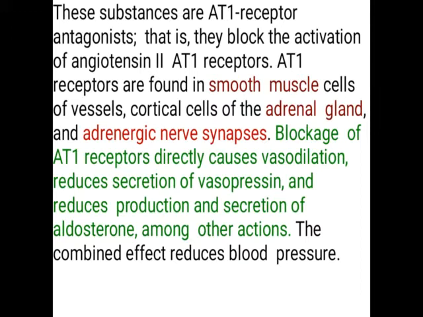When the drug binds to this receptor, it blocks the activity. That means in the smooth muscle they are responsible for the vasodilatation. Regarding the adrenal gland, it reduces the production or the secretion of vasopressin. They also reduce the production as well as the secretion of aldosterone, which is responsible to maintain the sodium water level. They reabsorb the sodium and water. So the combined effect of all these, that is the vasodilatation, reduced secretion of vasopressin, and reduced production and secretion of aldosterone, will reduce the blood pressure. In this way, they act as the antihypertensive agent.